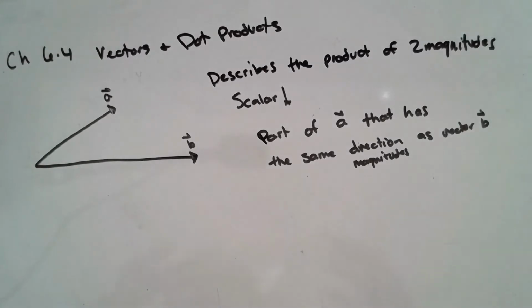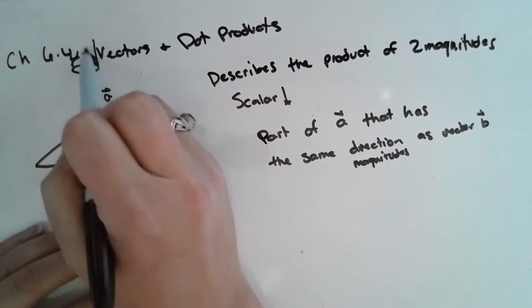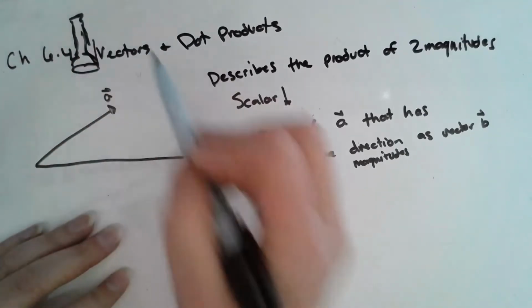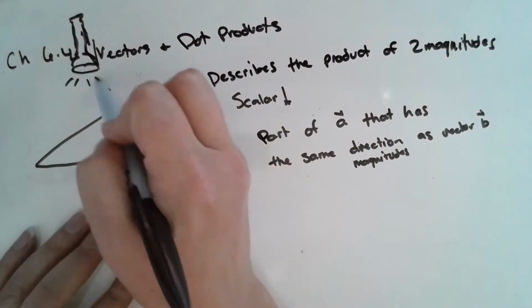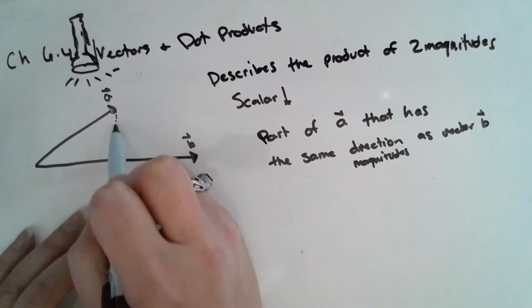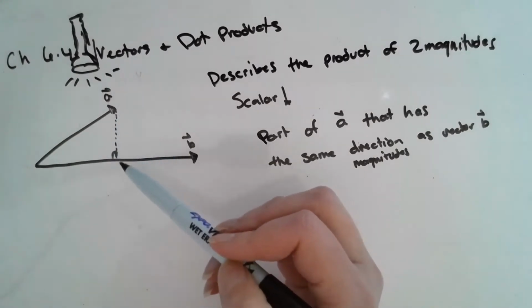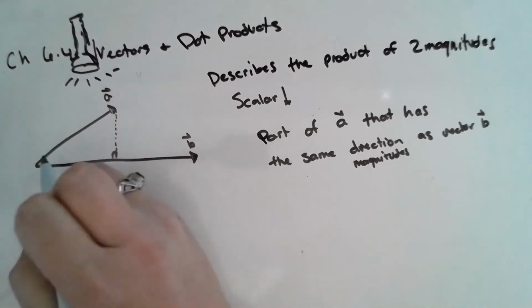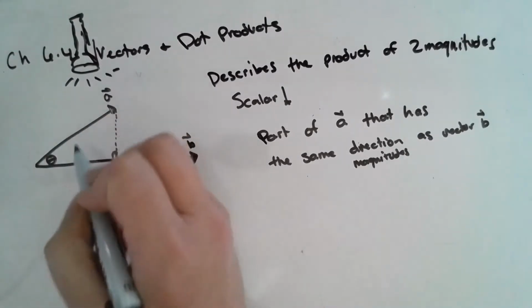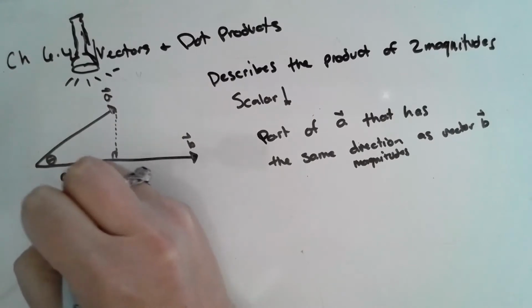I like to think about it as if I had a flashlight right above my vectors, and I click it on, and it lights up this area and would cast a shadow straight down, forming this 90-degree angle, this right triangle. Say this is theta. If I take vector A's direction and magnitude and want to see how much of it is in the same direction as B, I would need to find this adjacent side.